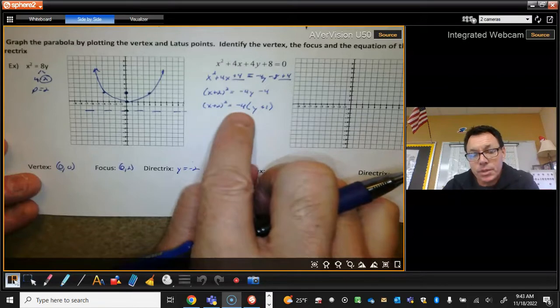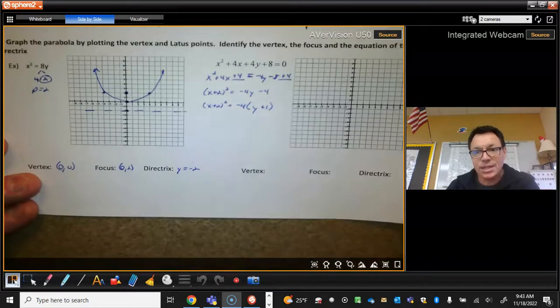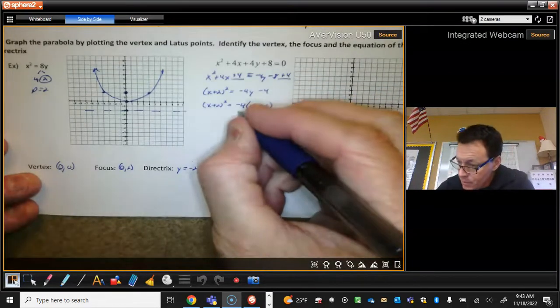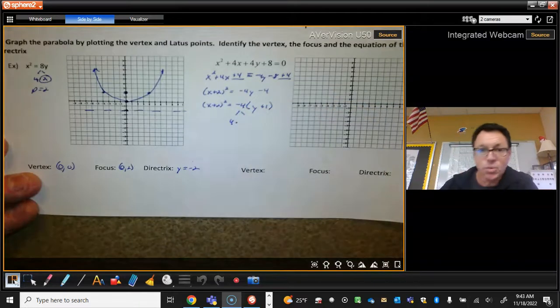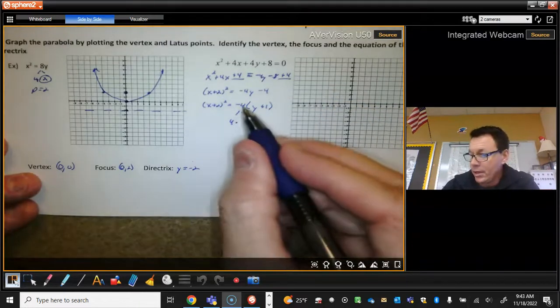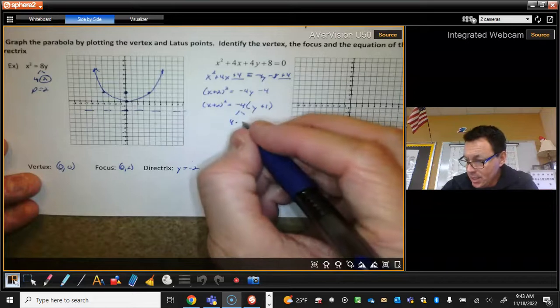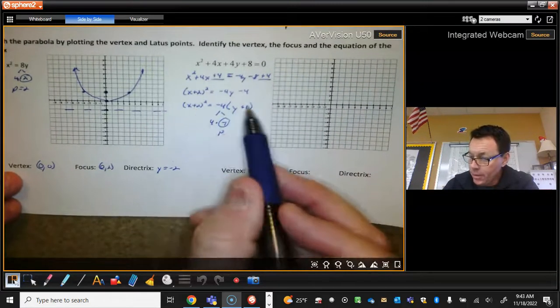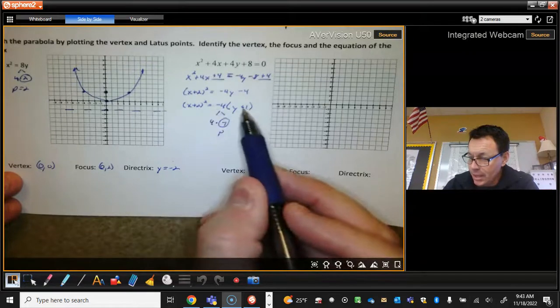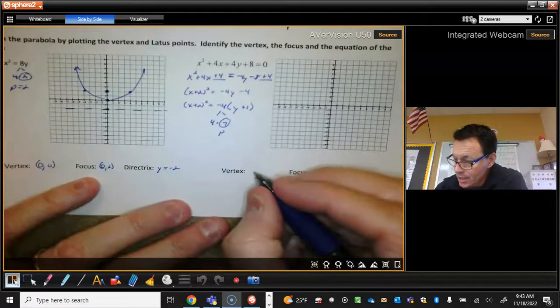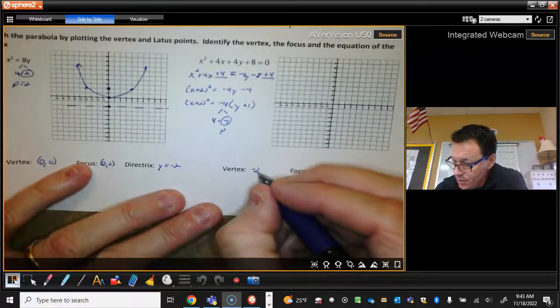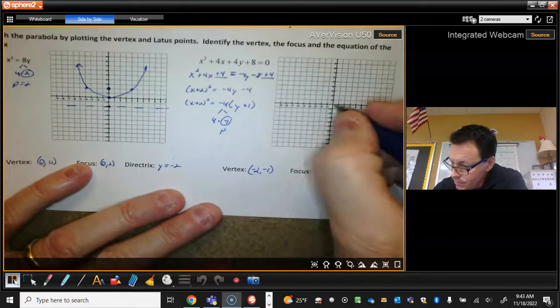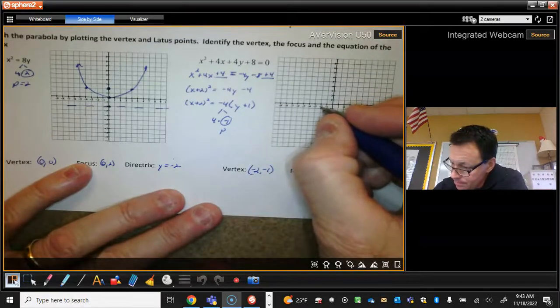I also need to remember that this number right here needs to get split up into 4 times p. So 4 times what? Well, if I want a negative 4, I need this to be a negative 1. That is the p value. That's going to be important. So where's my vertex? Well, remember, it's the opposite of this number and it's the opposite of that number. So our vertex is going to be at negative 2, negative 1. So negative 2, negative 1, right there.